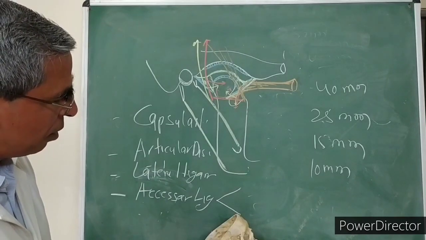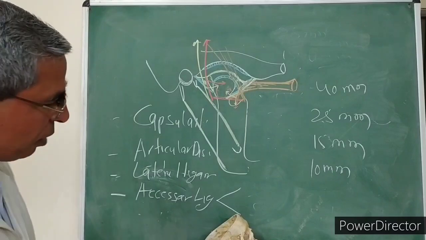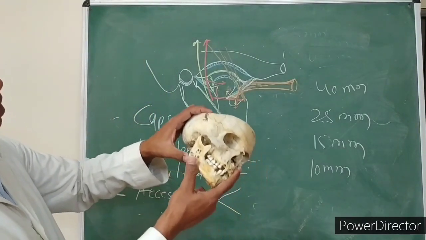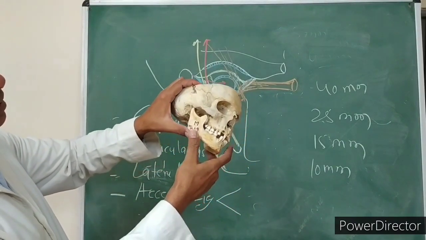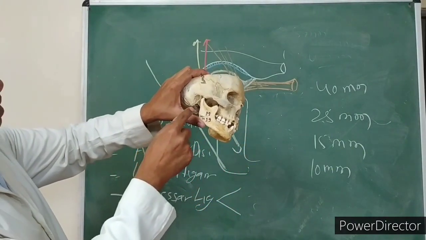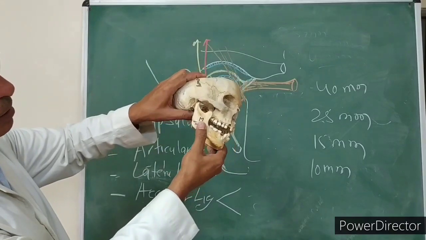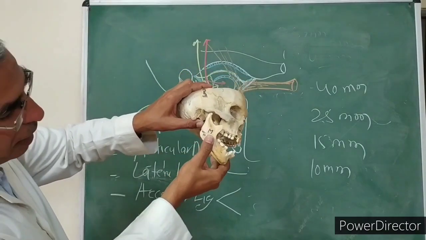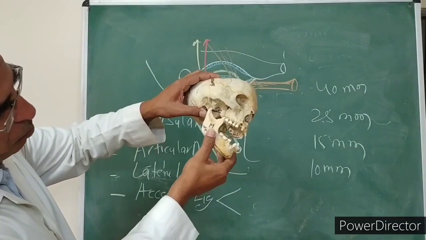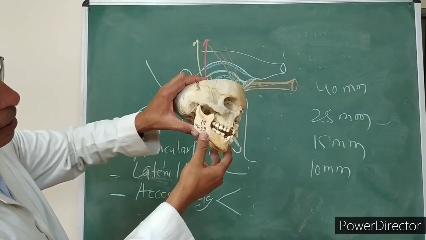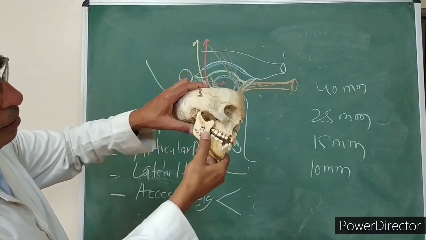Now, what are the factors which stabilize this joint? The first factor is the articular surface. In the articular surface, the anterior tubercle prevents the head of the mandible from coming anteriorly. It is an important articular factor which stabilizes the joint. So first is the articular tubercle.